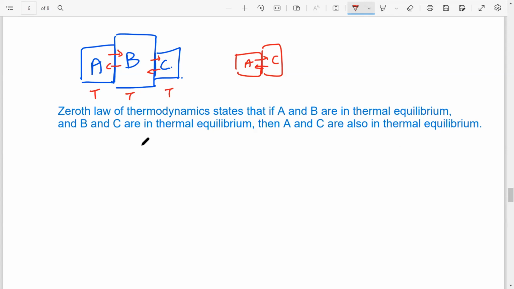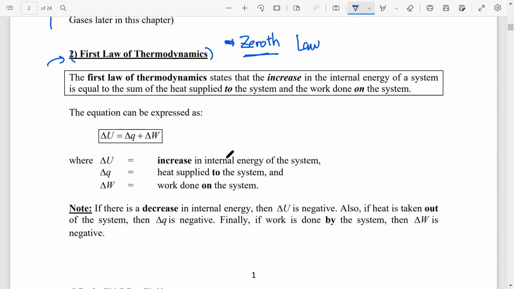Then the next part, first law. The first law of thermodynamics states that the increase in internal energy of the system, which is the sum of the KE and the PE of the molecules, is equal to the sum of the heat supplied to the system and work done on the system. You need to consider there's actually heat supplied by and work done by the system as well. That's why the words are bolded here. So you need to look carefully when you read different textbooks or notes, but the majority of them should be using work done on. There's a difference which I will go through later.